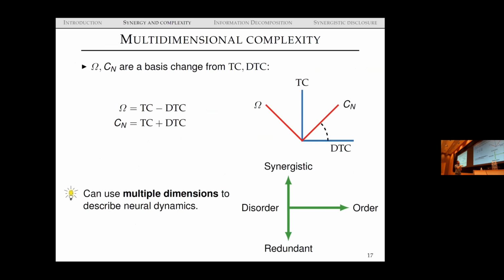So in this way, we can basically use multiple dimensions to describe neural dynamics. Right? Collapsing all of the richness of how this set of variables could interact into a single number doesn't seem to really make the cut. So things could be more ordered or more disordered, and disorder could be more synergistic or more redundant. And now we're starting to develop tools to actually measure this type of thing.